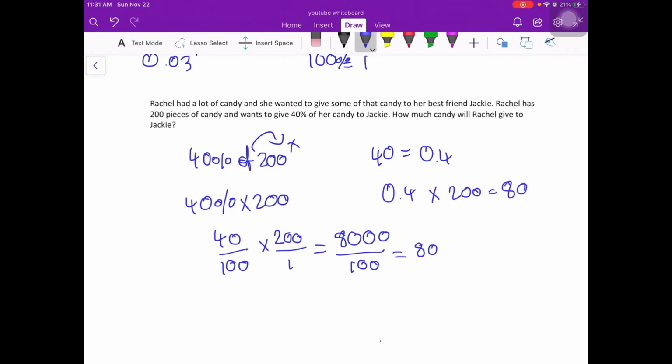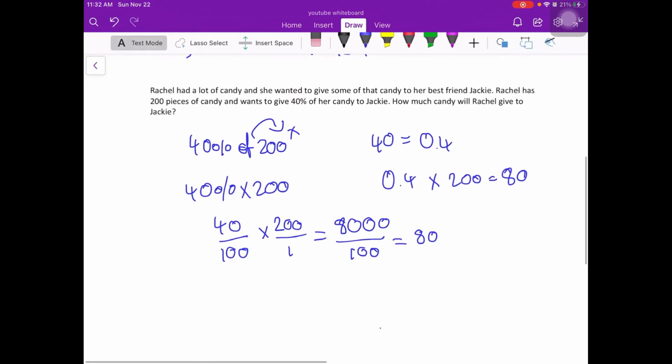Either way, again, I like to do it in the decimal way better because it's much easier. I recommend you guys do it the decimal way. I really never use the fraction way unless I have to, unless someone tells me that's the only way I can use. So 80 pieces of candy is how much Jackie will receive from Rachel. That's 40% of 200.